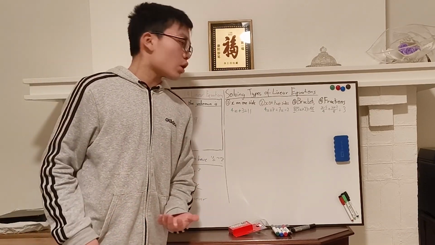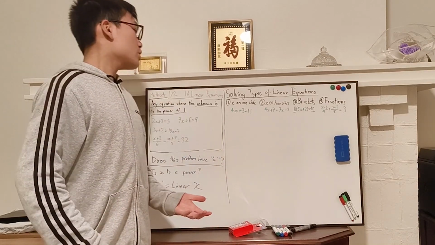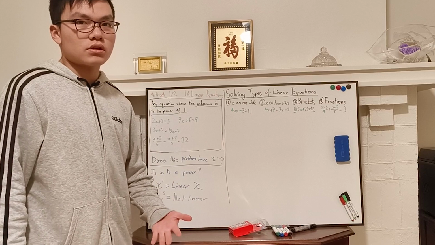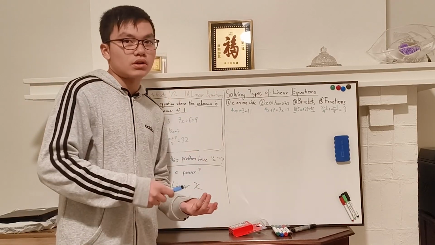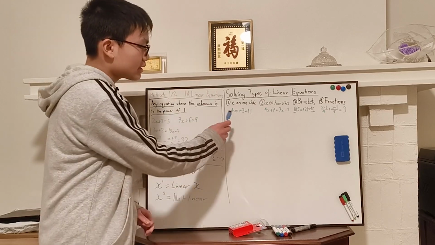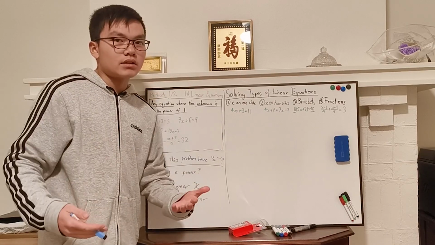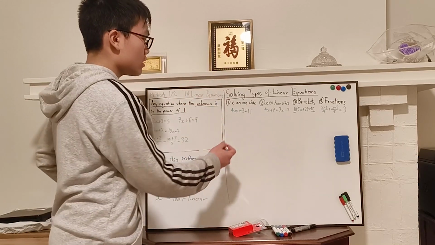All right, so let's go into solving linear equations, which is what the chapter is about. So the first type of equation that you're going to encounter in this chapter is going to be when x is on one side and you're just trying to solve for x. So in this example, 4x plus 3 equals 11. We want to collect like terms and then make it so that x equals something.